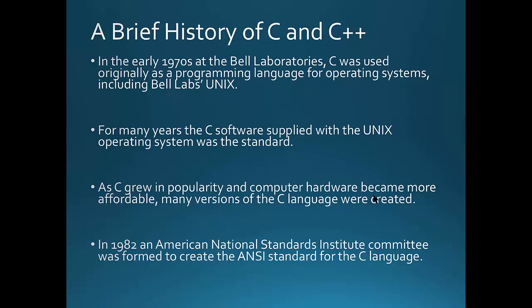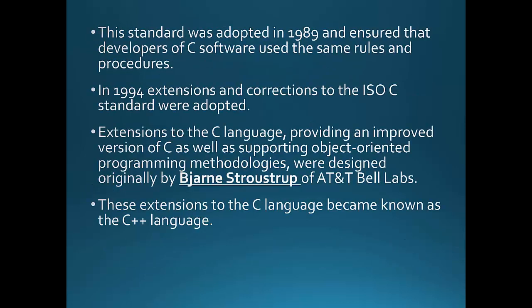And C was originally used for operating systems, and it was supplied with Unix. As C grew in popularity, and computer hardware became more affordable, several versions of the C language were created. In 1982, ANSI standardized it so that it would work the same across multiple platforms.